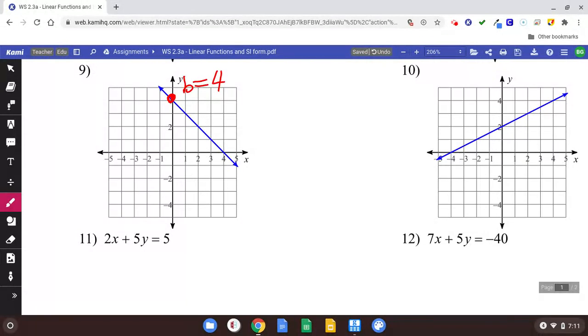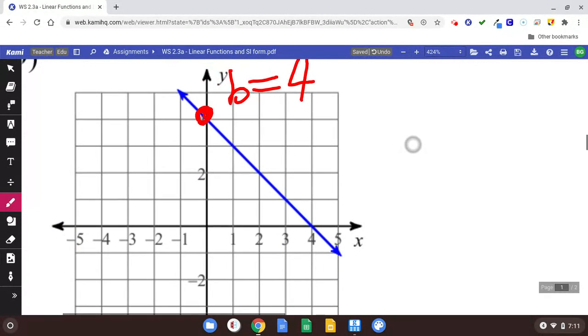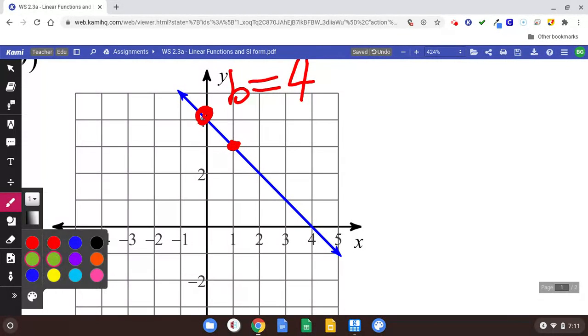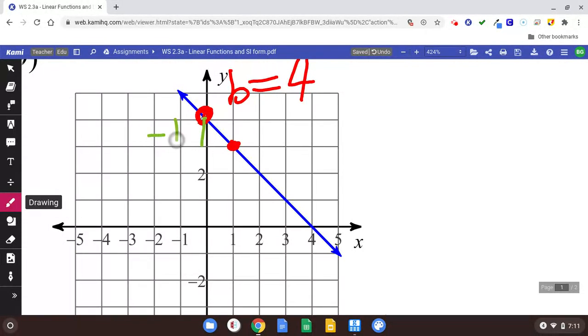And notice there are several different choices here this time of places that hit the tick marks, but probably the easiest is this close one. It's fairly simple because I can just go down 1 and right 1. So my slope is -1 over 1, or that reduces to -1. We always want to reduce our fractions.